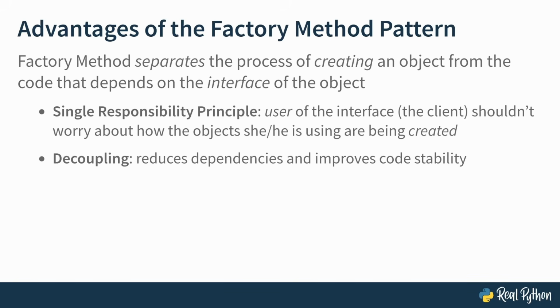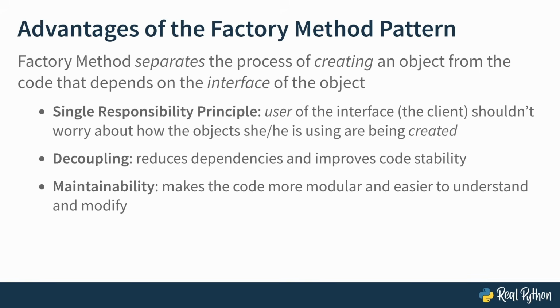In doing so, you also establish decoupling. So it reduces dependencies, and that improves code stability. And you also improve maintainability. It makes the code more modular and easier to understand and modify. So far you have looked at what the factory method pattern is and what it's trying to achieve. So let's have a quick look at its implementation and the advantages of that.